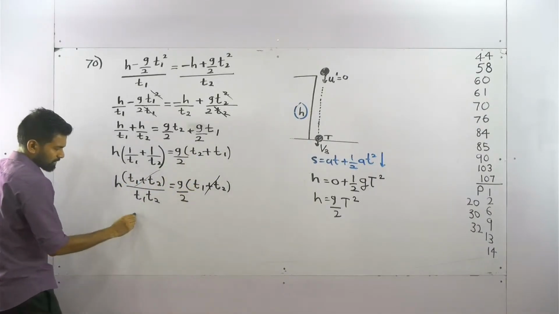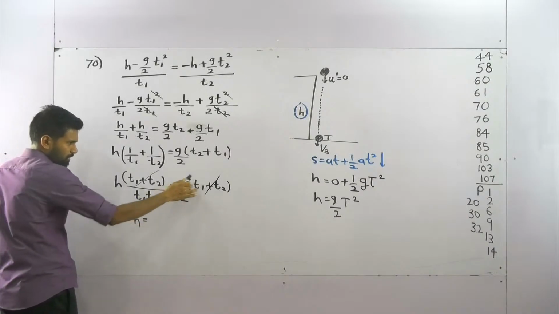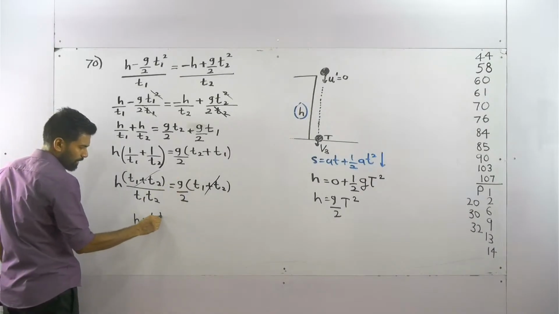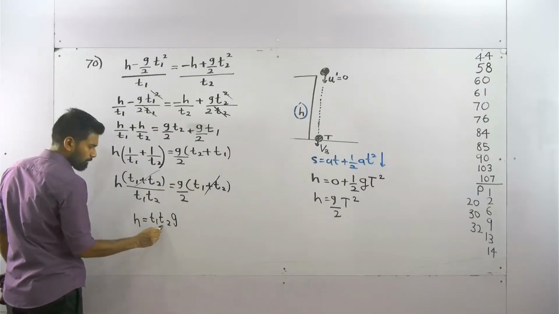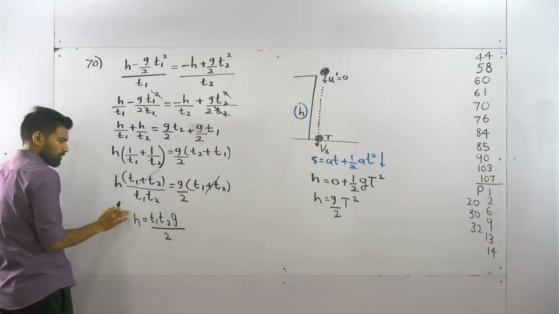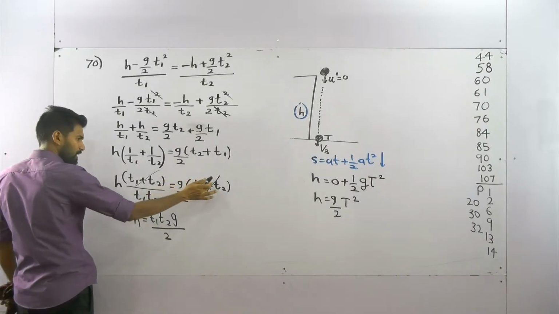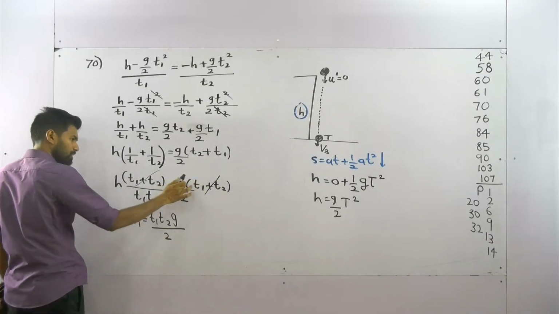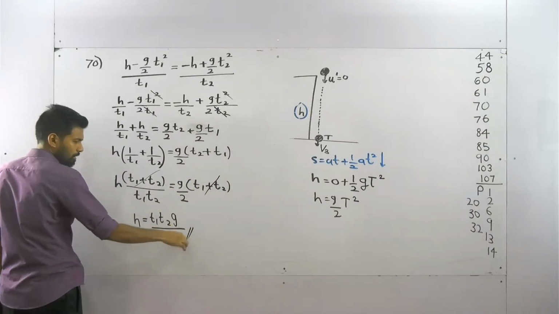So now I got the answer for h. Cross multiplying t1 t2, t1 t2 g over 2. Now the h value is t1 t2 g over 2.